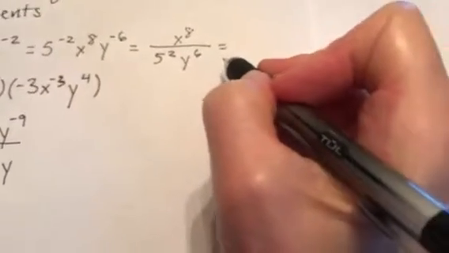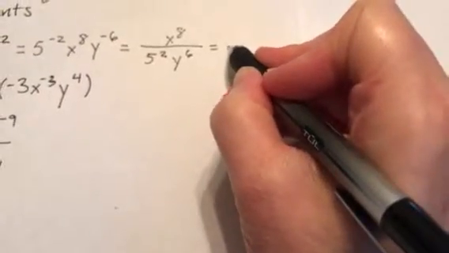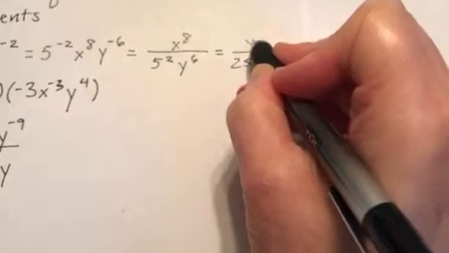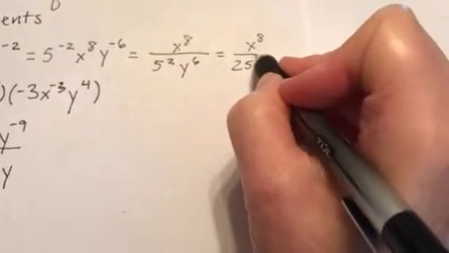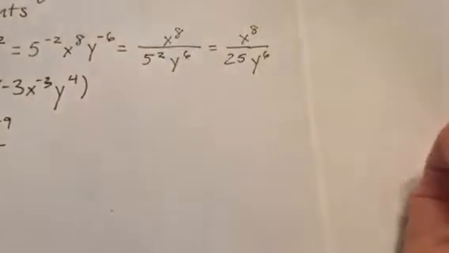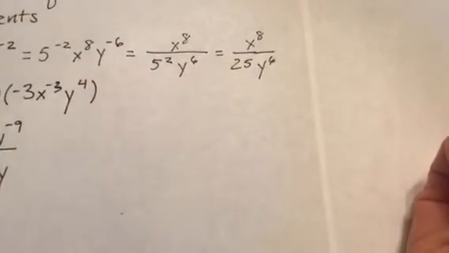And so if we simplify the 5 squared in the denominator, that would be 25. And so on top we still have x to the 8th, and on the bottom 25, y to the 6th. And that would be how that first one simplifies.